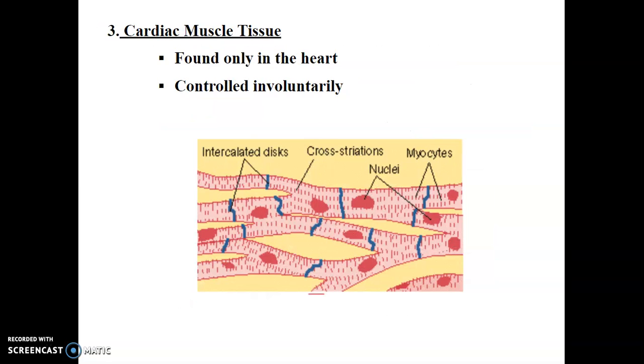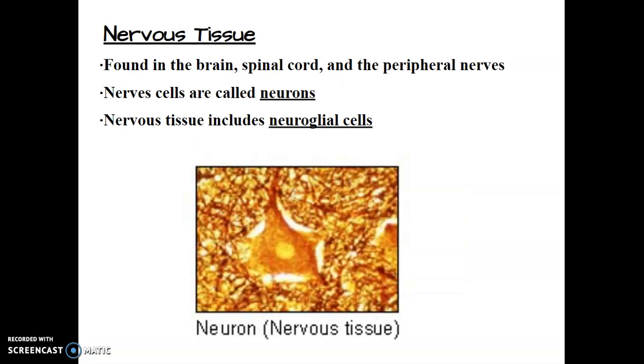And the last type of muscle is cardiac. That name implies it's found only in the heart. Okay, it's only in the heart. And it's also involuntary. We don't have to sit there and think about, come on, heart, beat now, beat now, beat now, because it does it on its own. That's thanks to cardiac muscle.